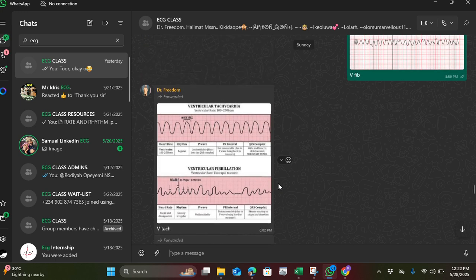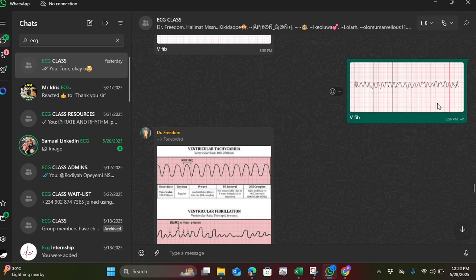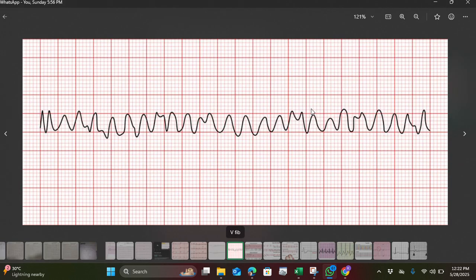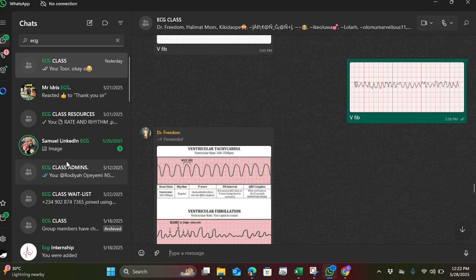Ventricular fibrillation. Now this is it. Can you see another example of what we call ventricular fibrillation? You can't even differentiate which one is P wave, which one is QRS, which one is T wave. Just unnecessary lines. And I bet you this is the same thing that is going to appear on your patient. These people are usually in CCU or those medical emergency wards.